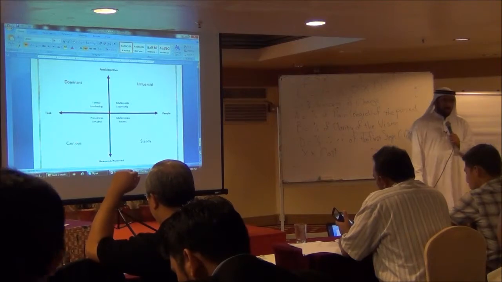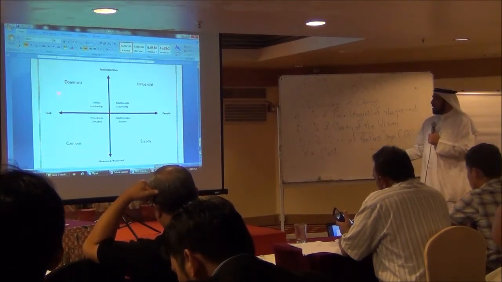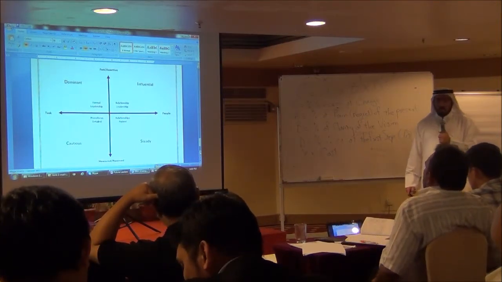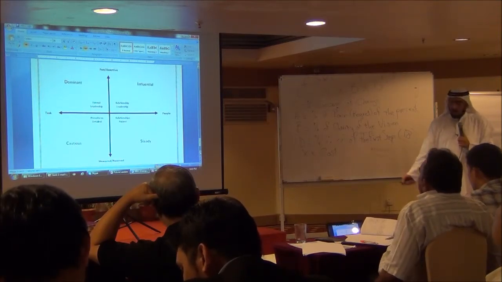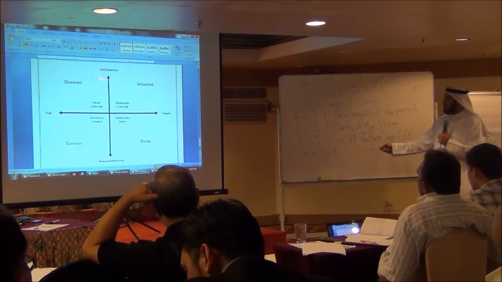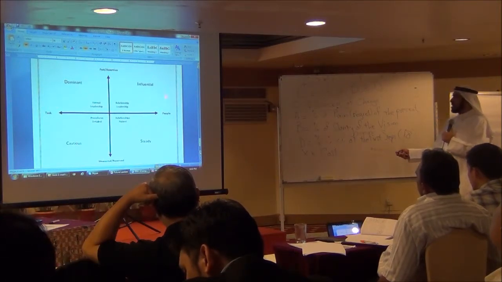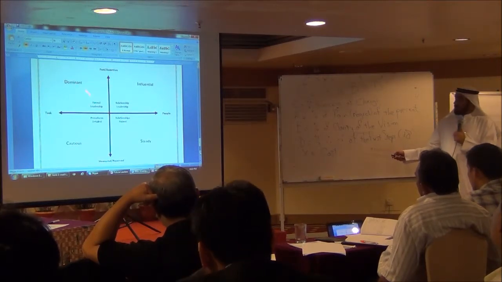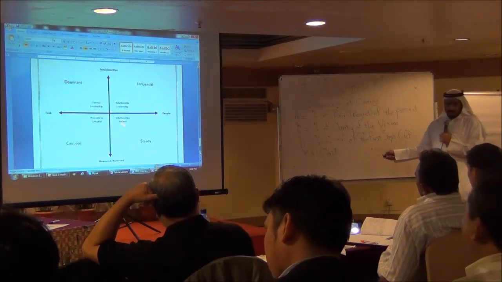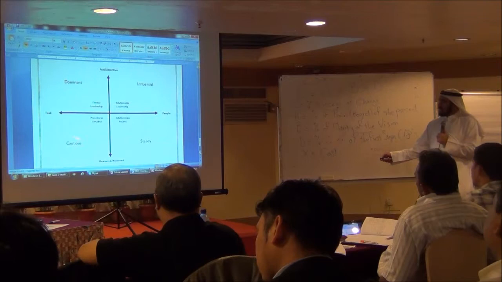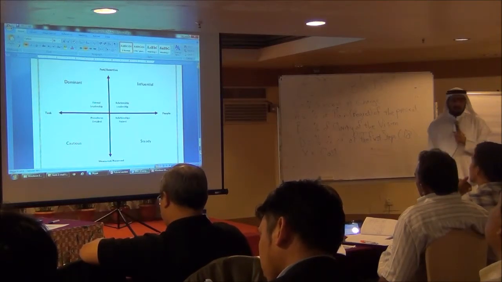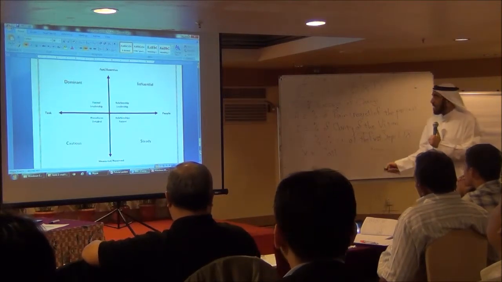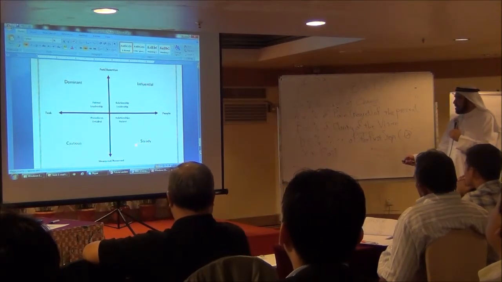Accordingly, we have 4 kinds of people. The dominant kind, are they fast or gradual? Fast. Task-oriented or people-oriented? Task. So we can say easily that the dominant are fast and task-oriented. Influential people are fast and people-oriented. Are you following? Yes, yes. Steady people are people-oriented and gradual. Cautious people, task-oriented and gradual. So simple, very simple division. So they gave them the name of dominant, influential, steady, and cautious.